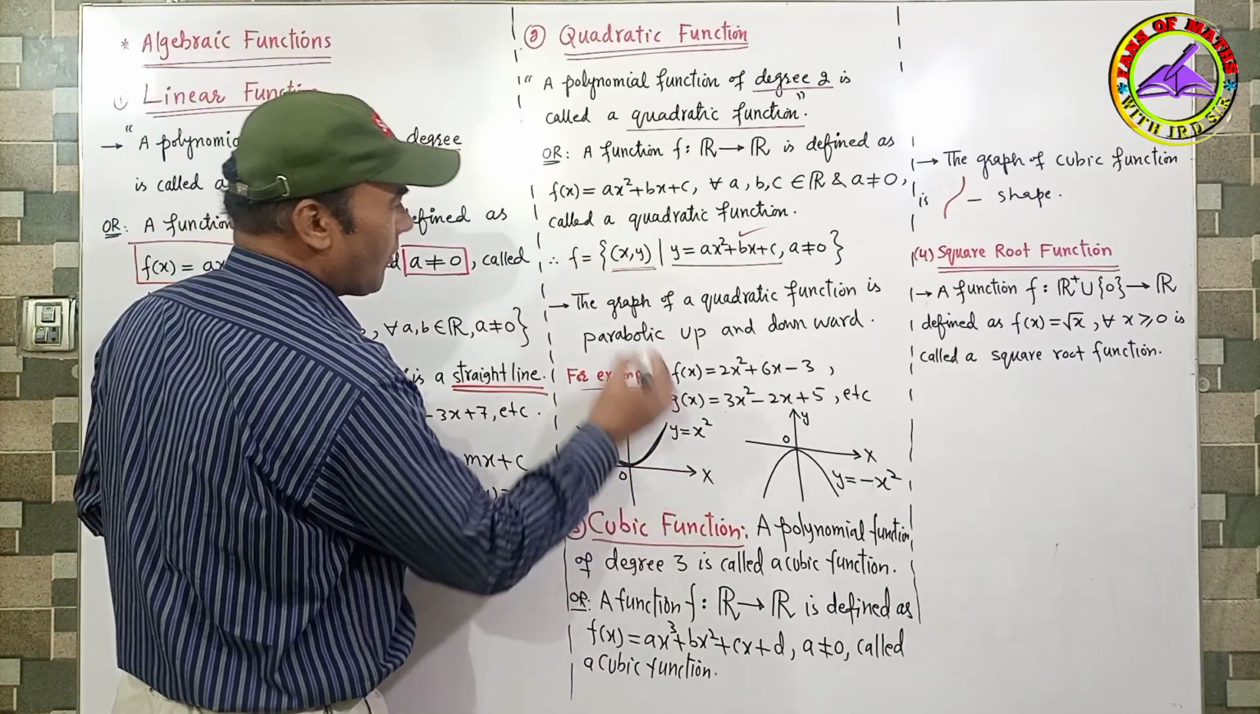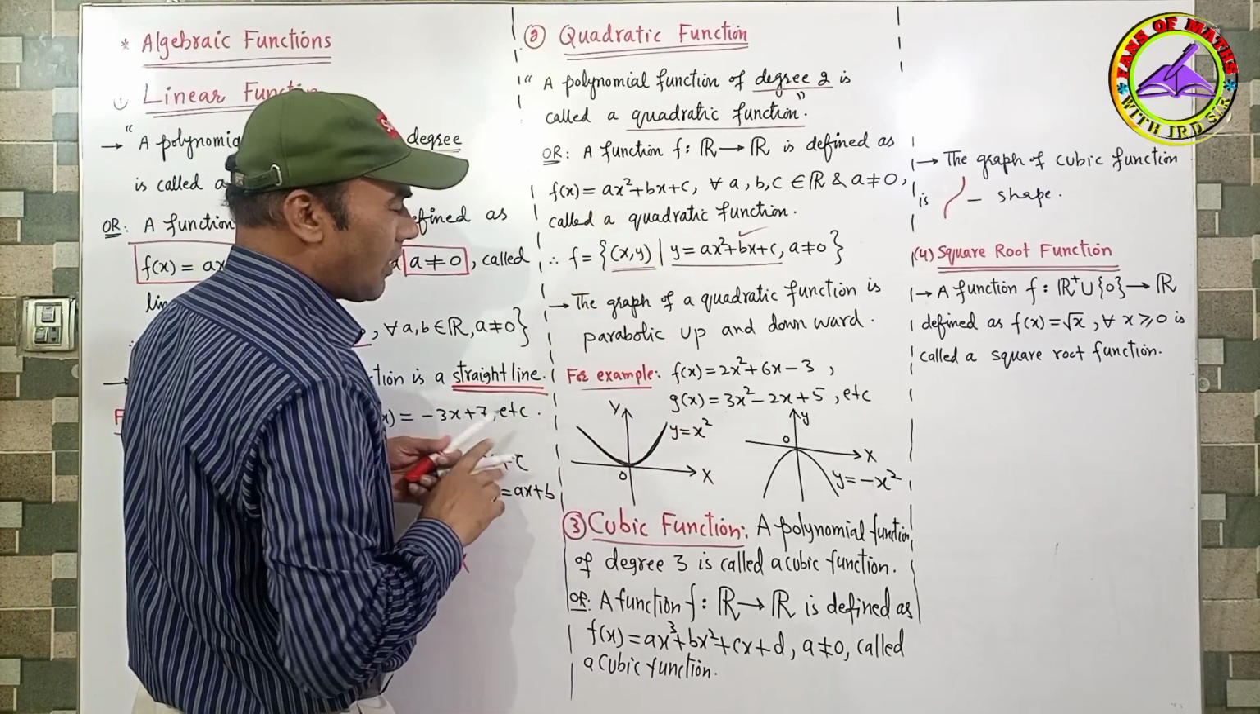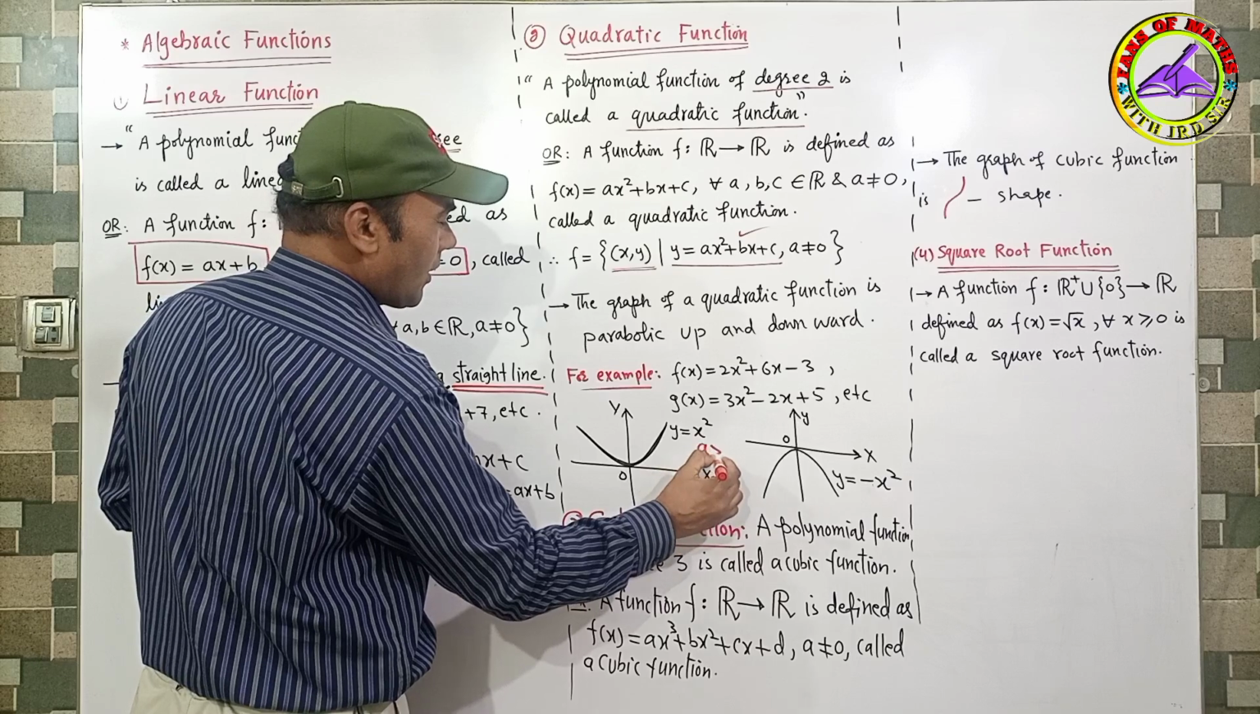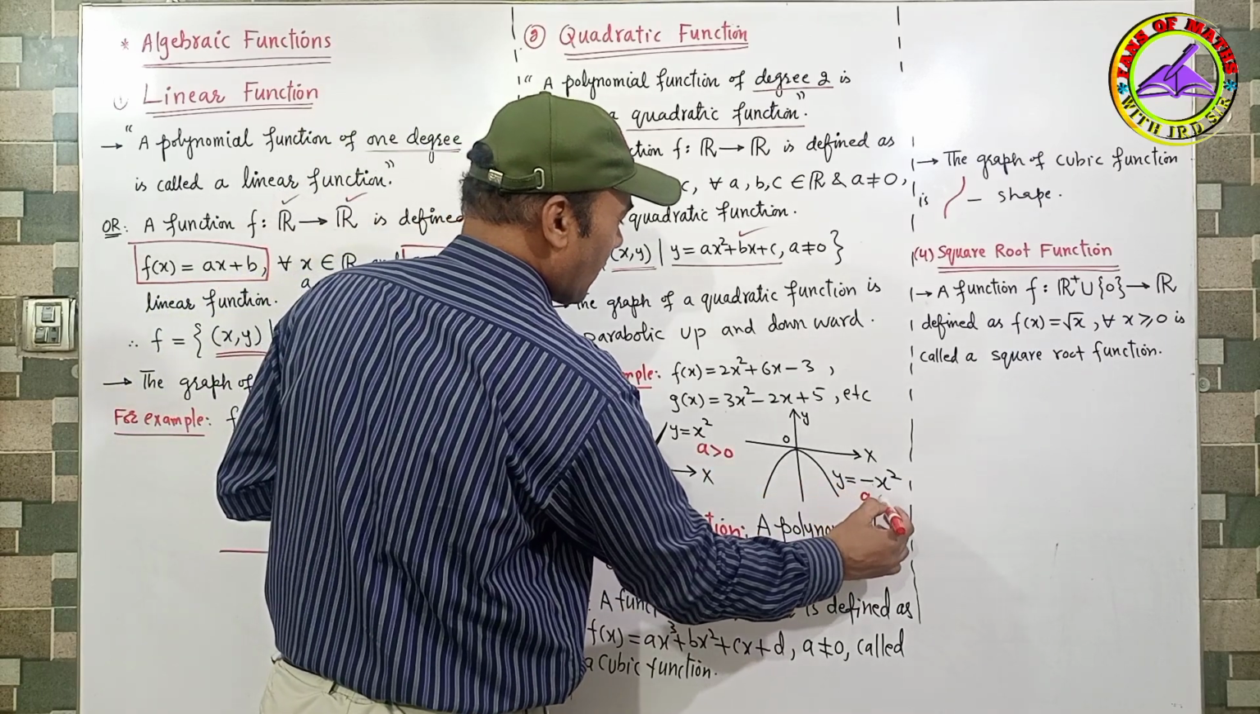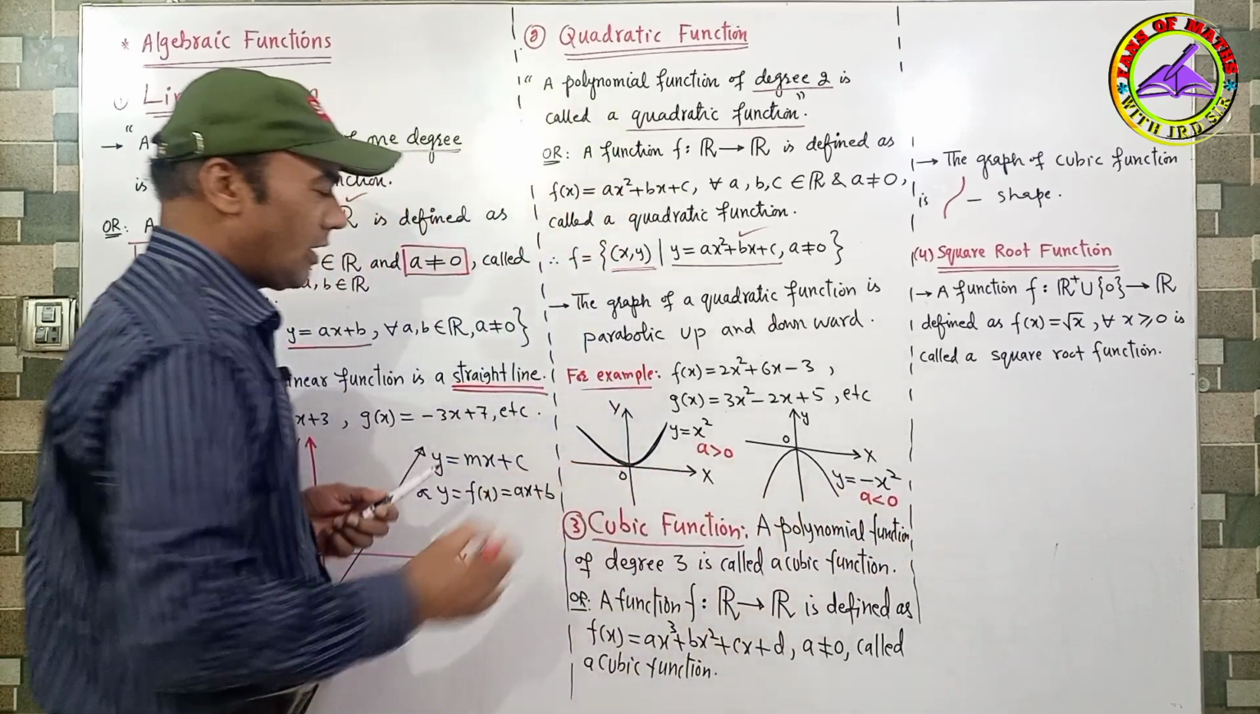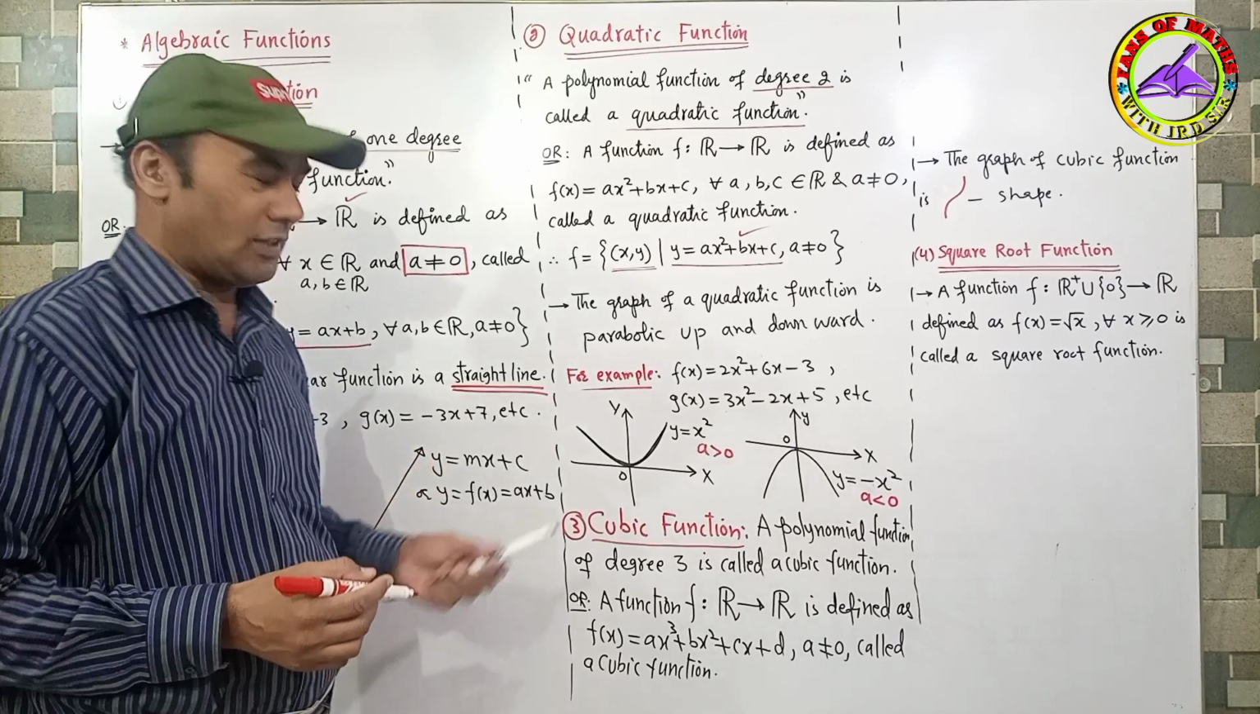It means here the value of a is the coefficient of x square. Here the value of a is positive, but here the value of a is negative. So बेटा ये हो गया हमारा quadratic function with graph.